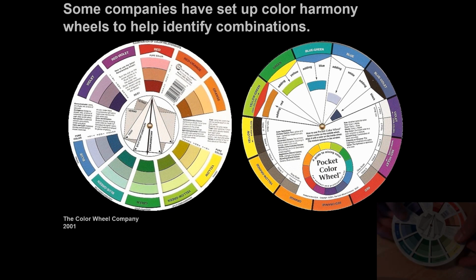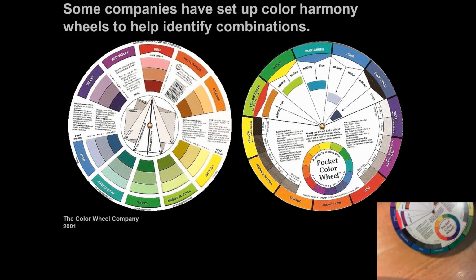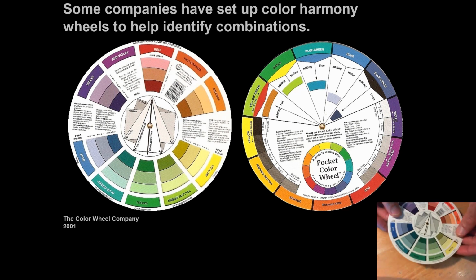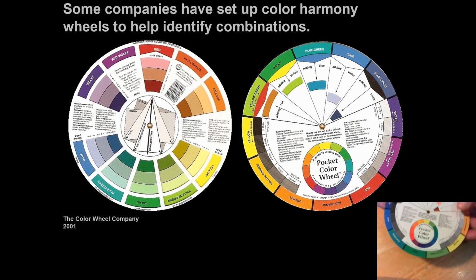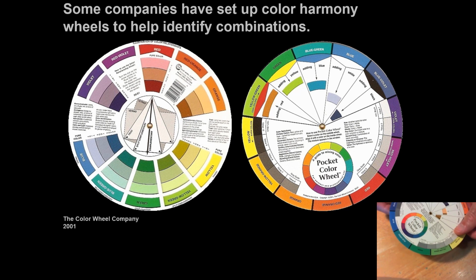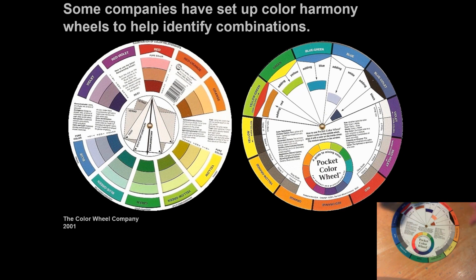This is a product you have probably seen in art supply stores. It is a disc with a pin in the middle that lets the middle portion rotate. On both sides, we can see the color wheel. One side shows color associations, and the other side shows color mixing.